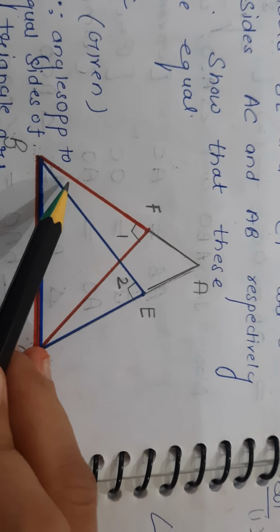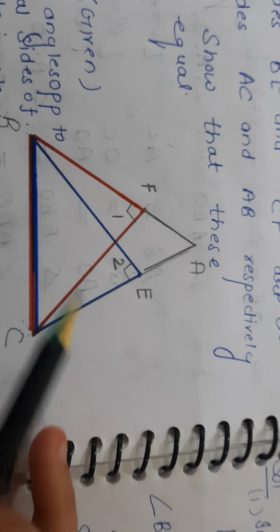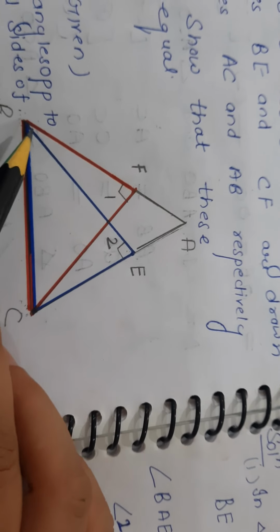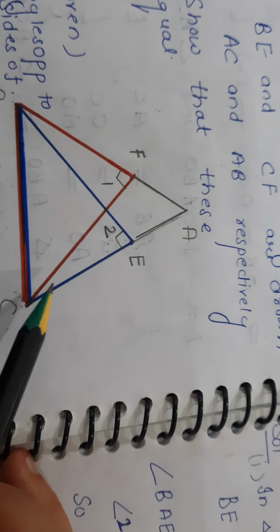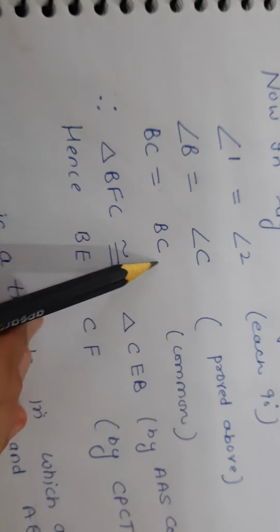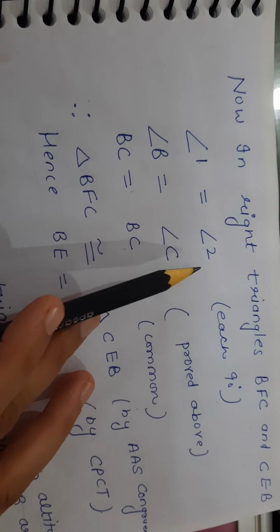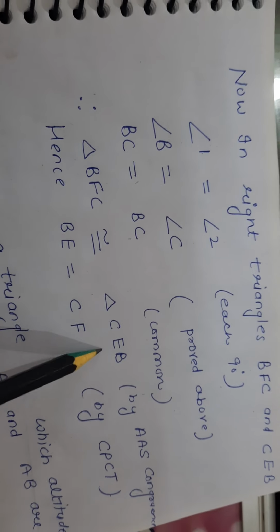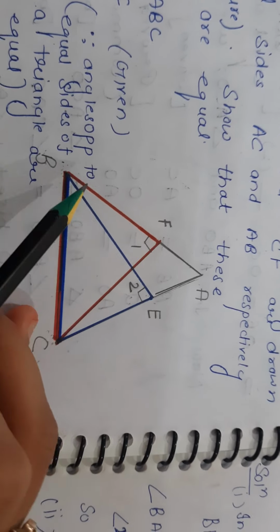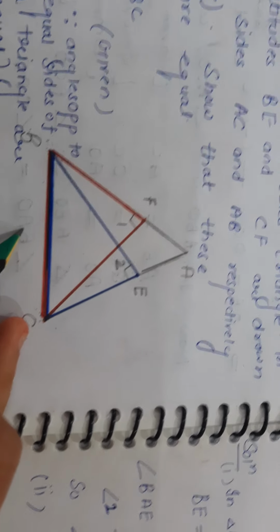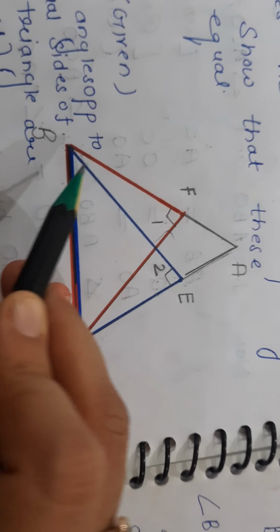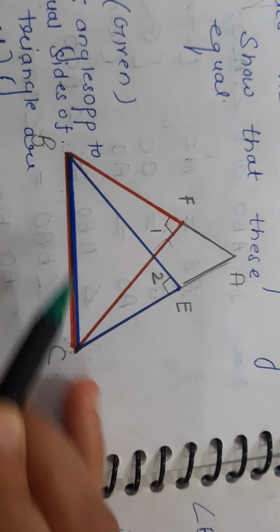Here angle B is equal to angle C in triangle CEB. This is proved above, and the side BC is common to both. So these two triangles are congruent by using angle, angle and side. I am again repeating, these two angles are equal, these two angles are equal, and this side.